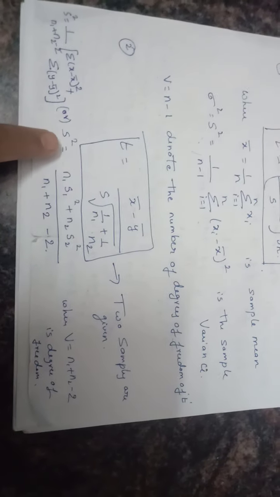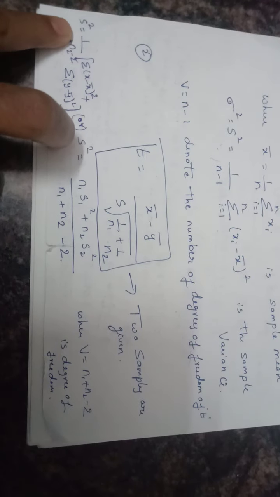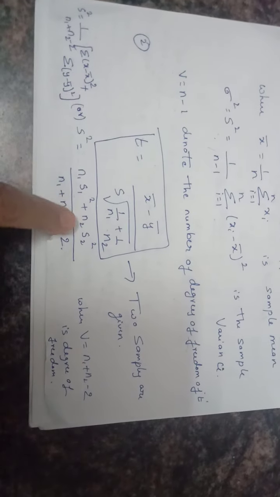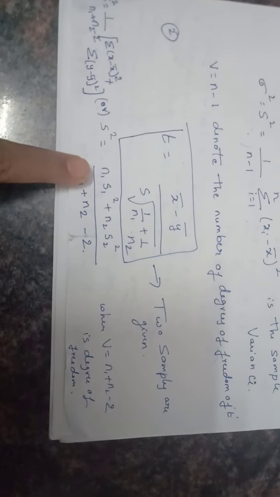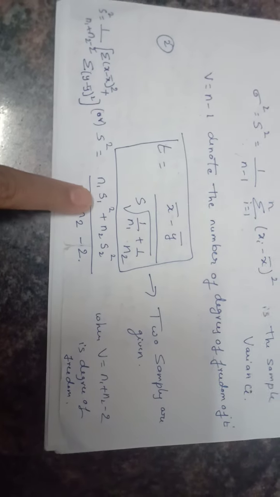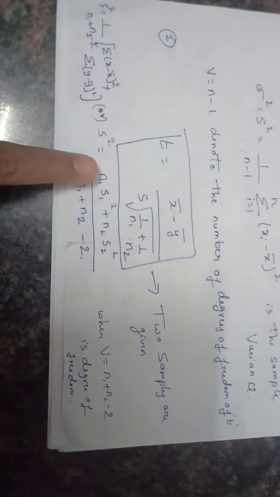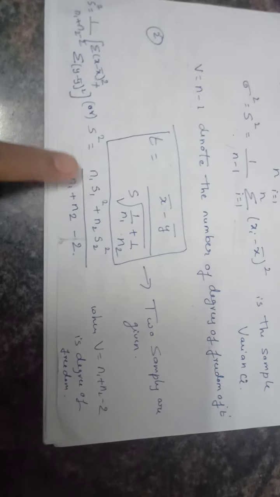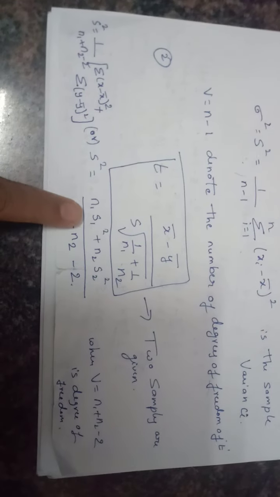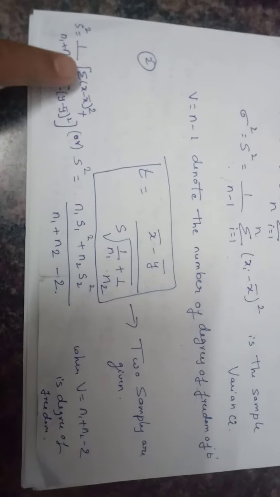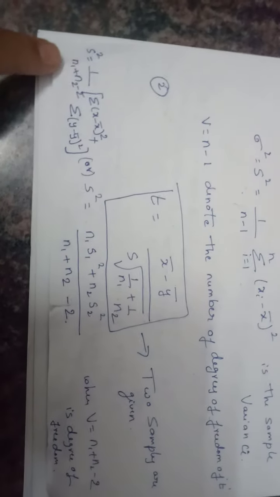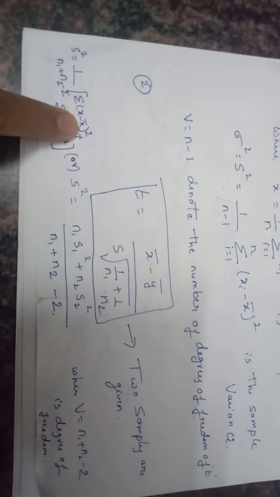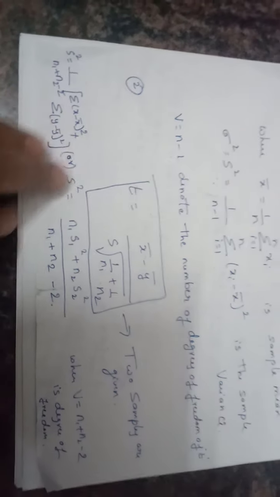And here also we find s square. Again, s square has two formulas depending on the problem. Sometimes they give the s1 and s2 values in the problem itself; if s1, s2, n1 and n2 values are known, we apply this formula. In some cases they won't give s1 and s2. In that case we apply the formula s square is 1 by n1 plus n2 minus 2 into summation of x minus x bar whole square plus y minus y bar whole square.